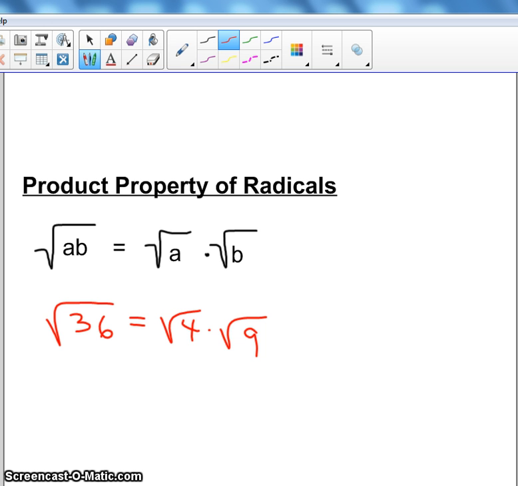We can show this is true by square rooting the left side, which is 6. And the right side is going to be 2 times 3. And we can see that this is true. And this is true for all numbers, not just simple square roots.